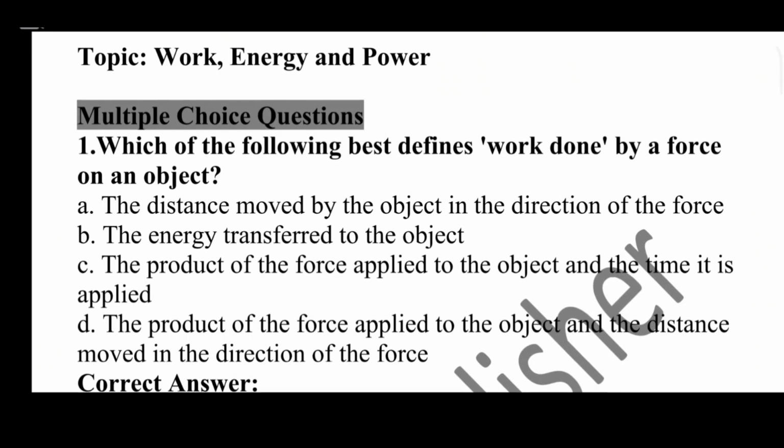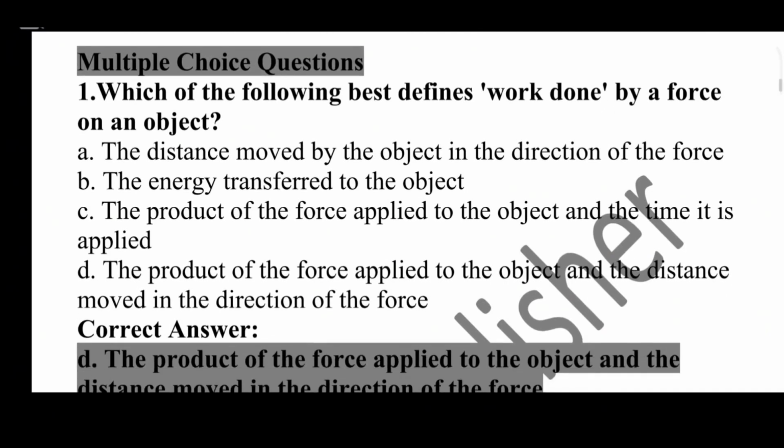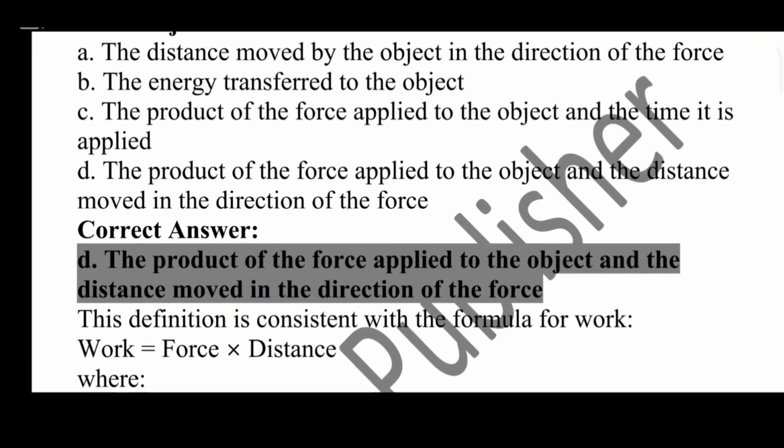Which of the following best defines work done by a force on an object? Option A is the distance moved by the object in the direction of the force. Option B is the energy transferred to the object. Option C is the product of the force applied to the object and the time it is applied. Option D is the product of the force applied to the object and the distance moved in the direction of the force. So the correct option is D, the product of the force applied to the object and the distance moved in the direction of the force.